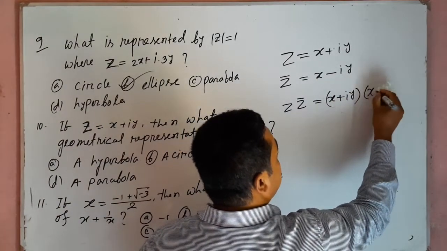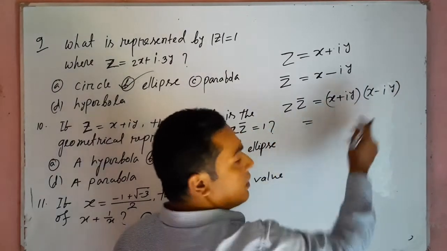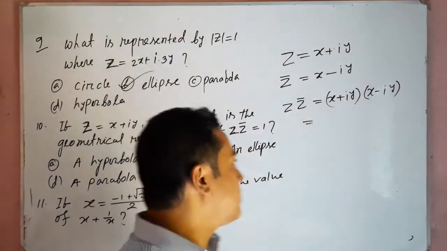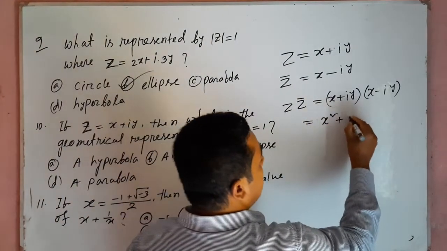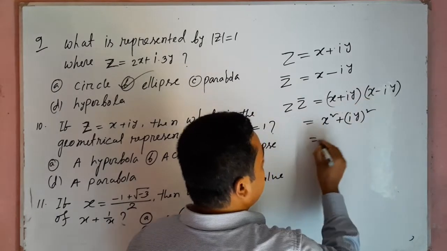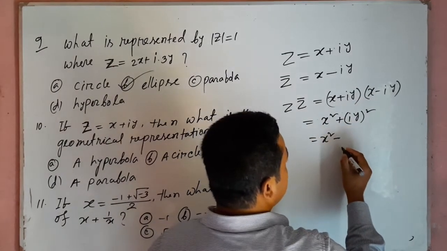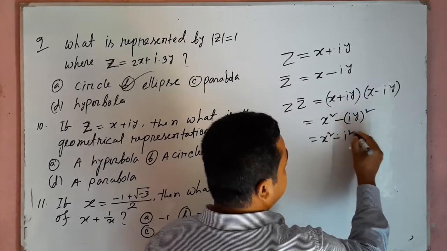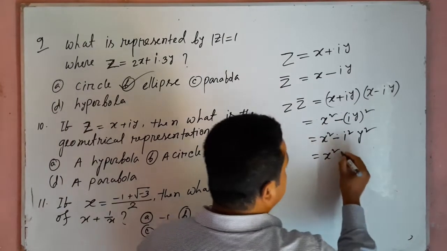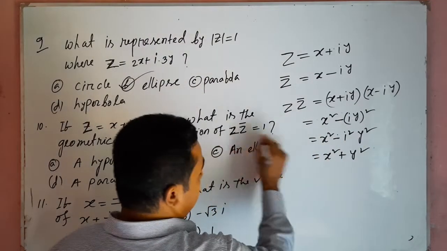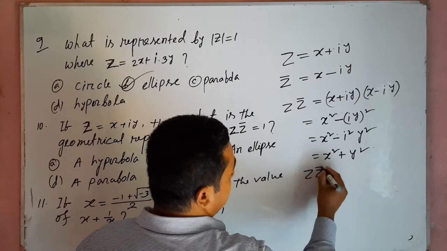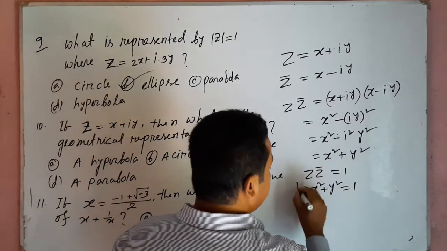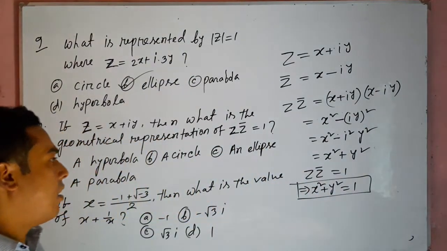So z times z bar is equal to x plus iy into x minus iy. By the algebraic formula a plus b into a minus b, it will be a square minus b square, so x square minus iy whole square. So x square plus y square, and here z times z bar is equal to 1, so x square plus y square is equal to 1. It is easy to show. This is the equation of a circle.